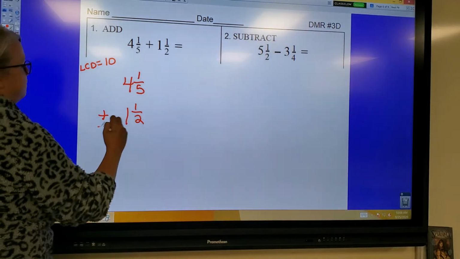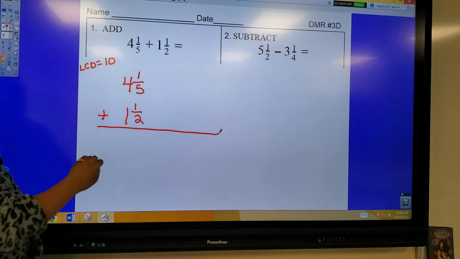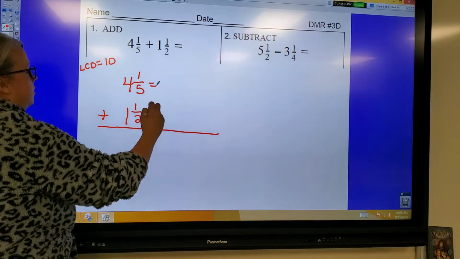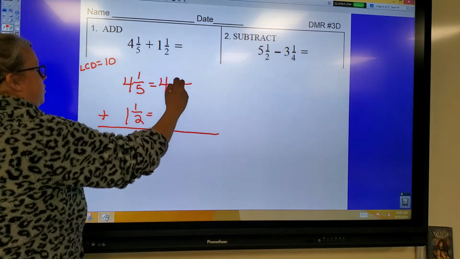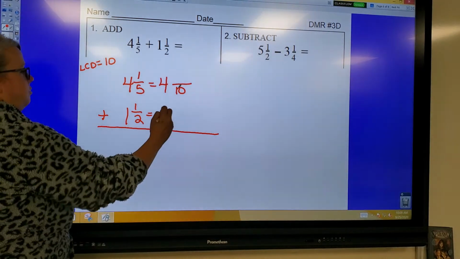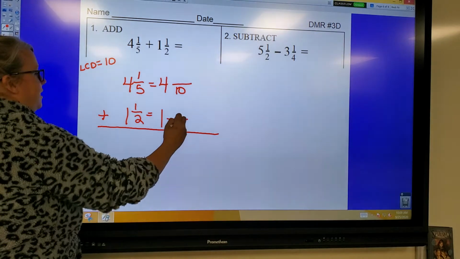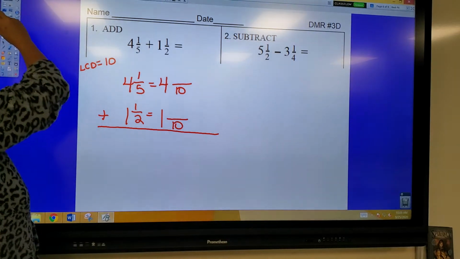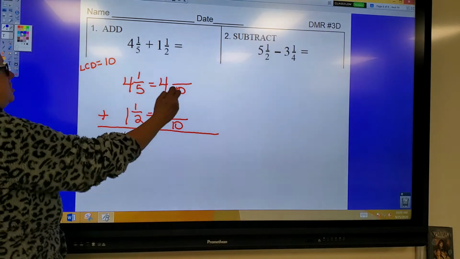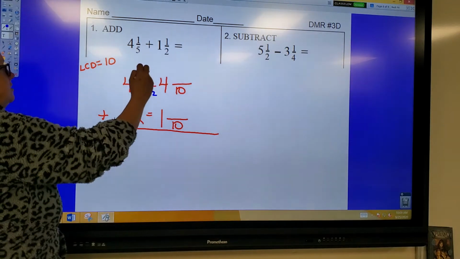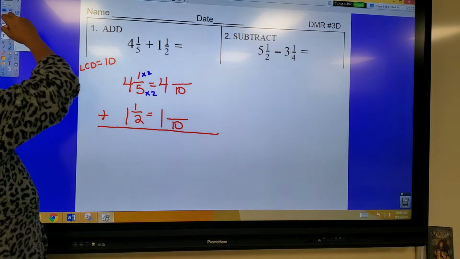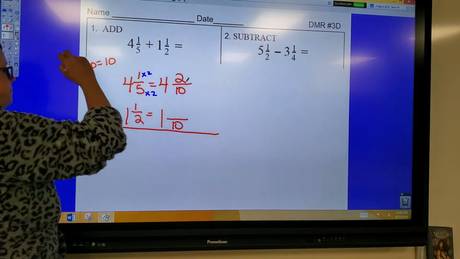Again, I'm going to set this up vertically because it makes the problem much easier for most people. So this is going to become 4 and something over 10. And this fraction will become 1 and something over 10. So looking at my first fraction, if my 5 is changing to a 10, that means I multiplied by 2. So I also need to do 1 times 2, which is 2.